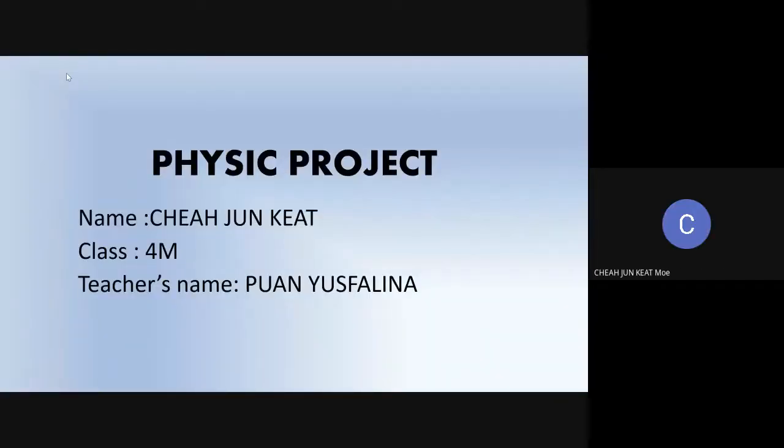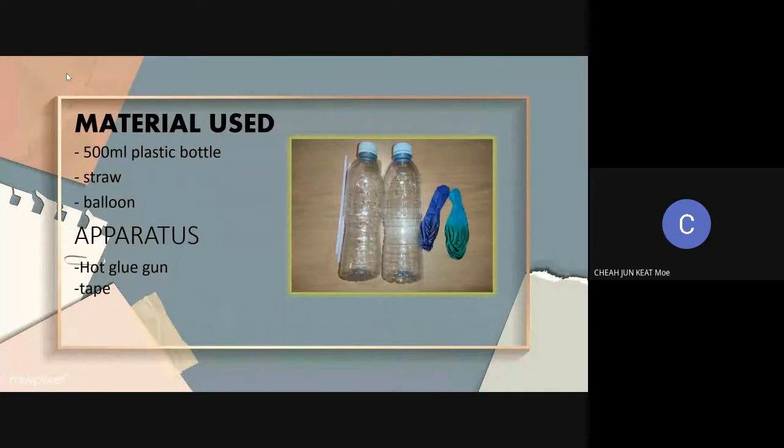Hello, good morning, everyone. My name is Chia Jun Kiat. Today, I'm about to present my project. My title is Balloon Propeller Boat. The physics concept that I apply in this project is Newton's third law and potential energy. The materials I use are plastic bottle, straw, and balloon, and the apparatus is hot glue gun and tape. I think it's a very easy and fun project, because most of you have done it before.